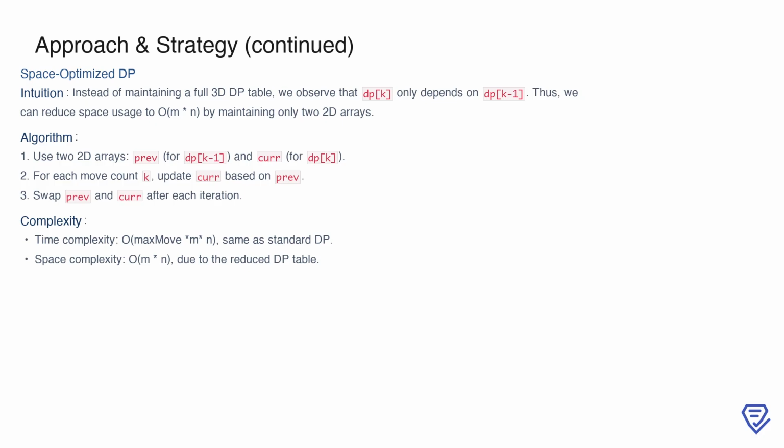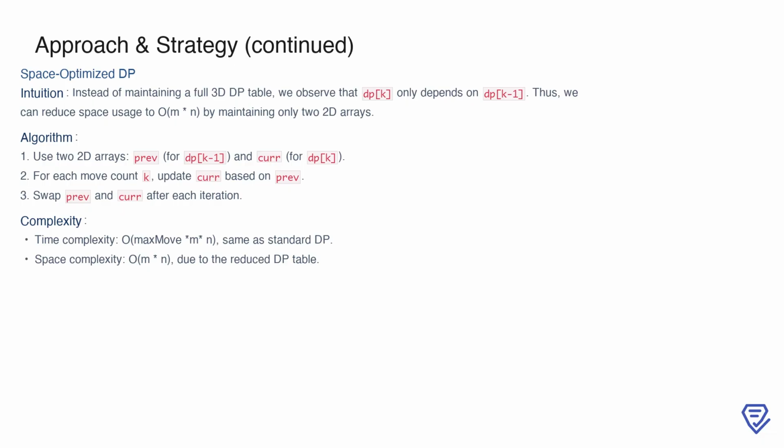To further optimize the solution, we can reduce the space complexity by observing that the current state dp[k] depends only on the previous state dp[k-1]. Using this insight, we can replace the full 3D dp table with just two 2D arrays, one for the previous state, previous, and one for the current state, cur. At each step, we compute the values for cur using the values from previous, based on the same transition relation as before. After processing all cells for the current move count, we simply swap the roles of previous and cur to prepare for the next iteration.